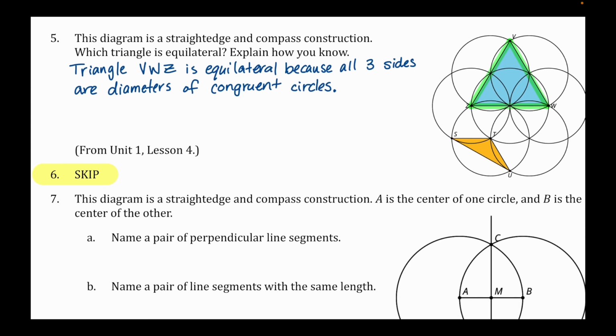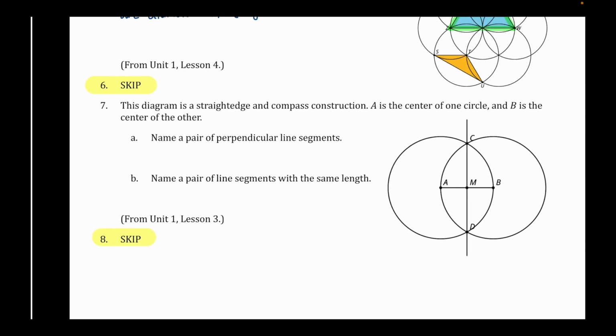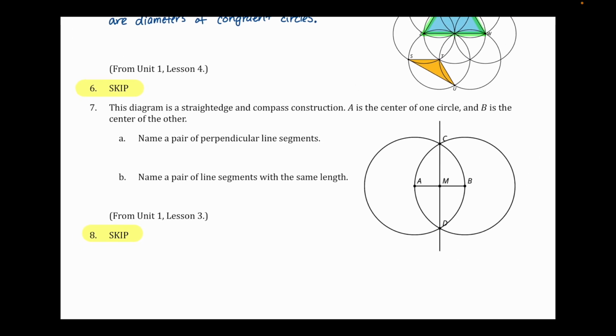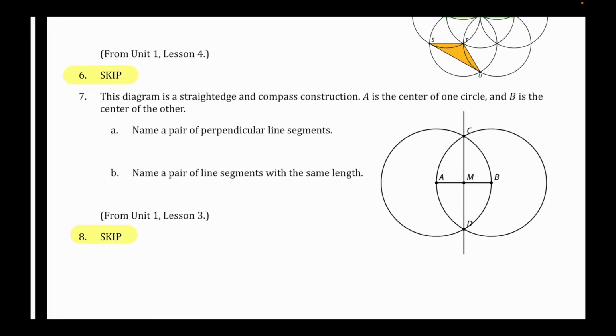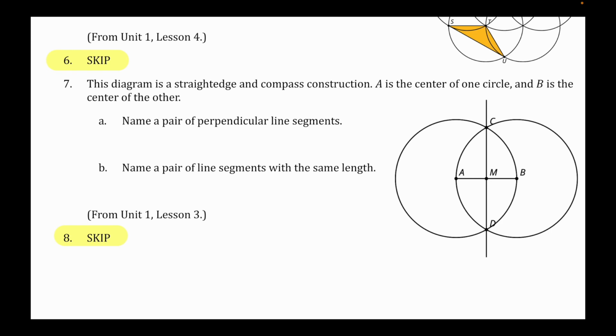Okay, skipping question 6, going to question 7. This is the last question of the assignment, so thank you for sticking with me this long. This diagram is a straight edge and compass construction. A is the center of one circle, and B is the center of the other. Part A of this question says, name a pair of perpendicular line segments. Well, this looks to me like the construction of a perpendicular bisector. So I am going to say that AB is perpendicular to CD.